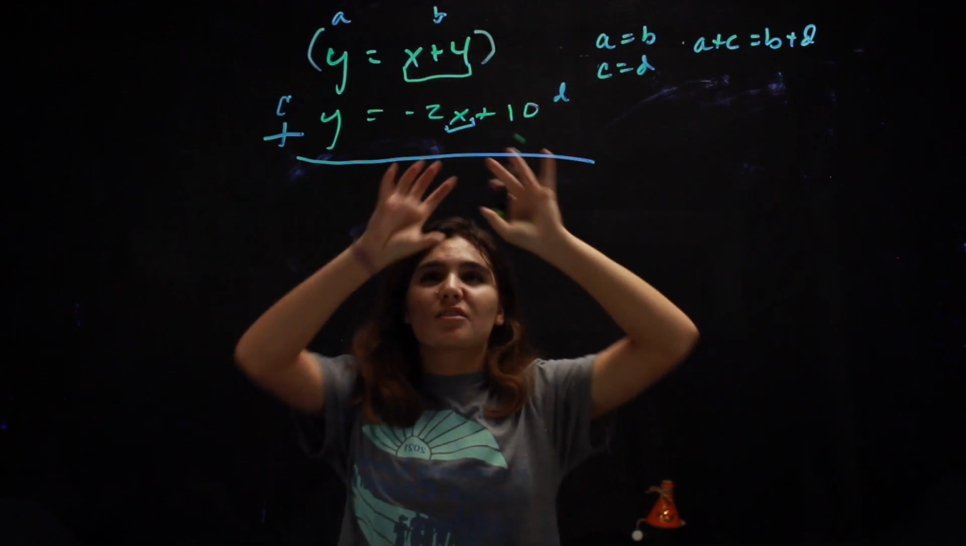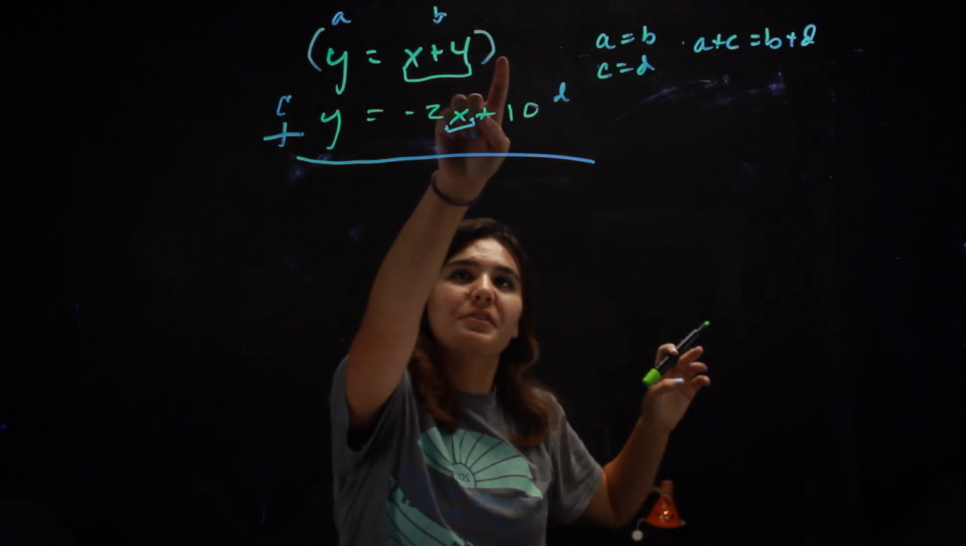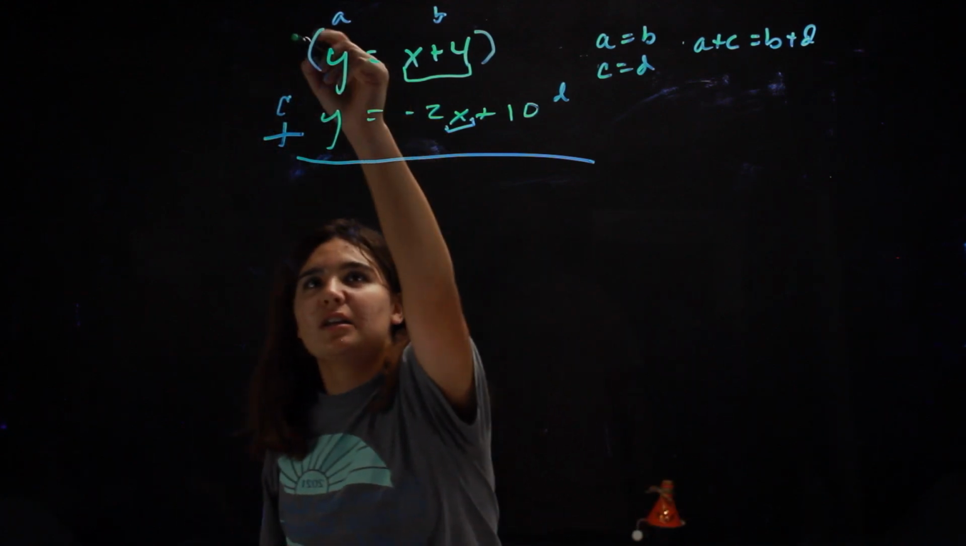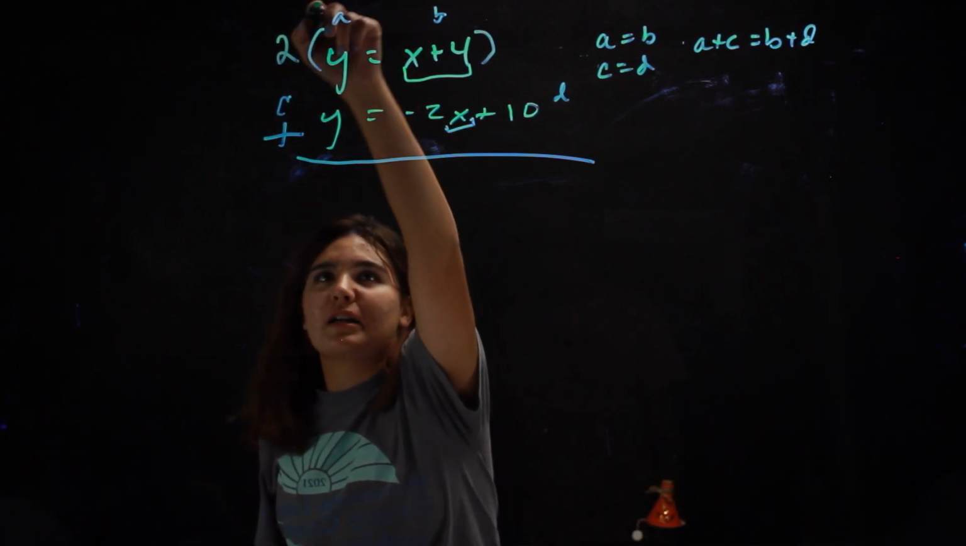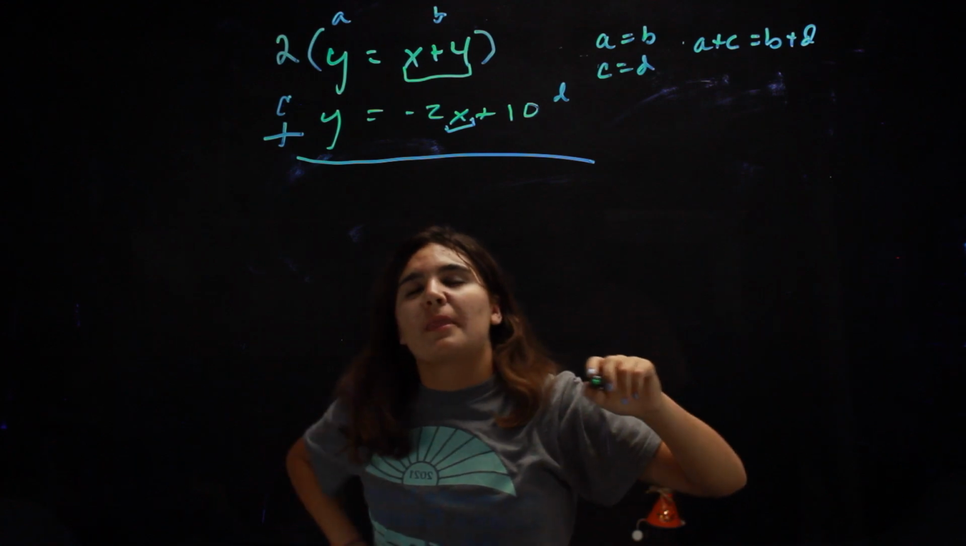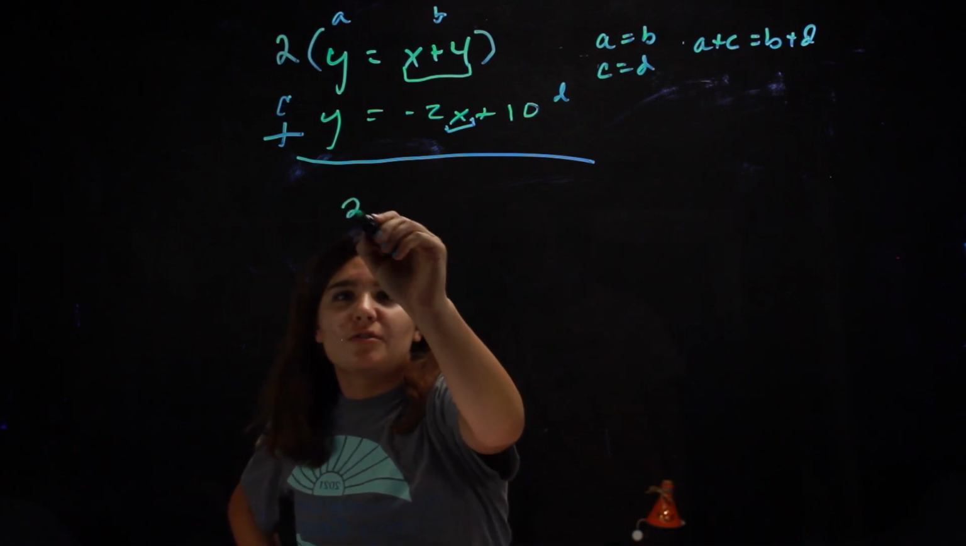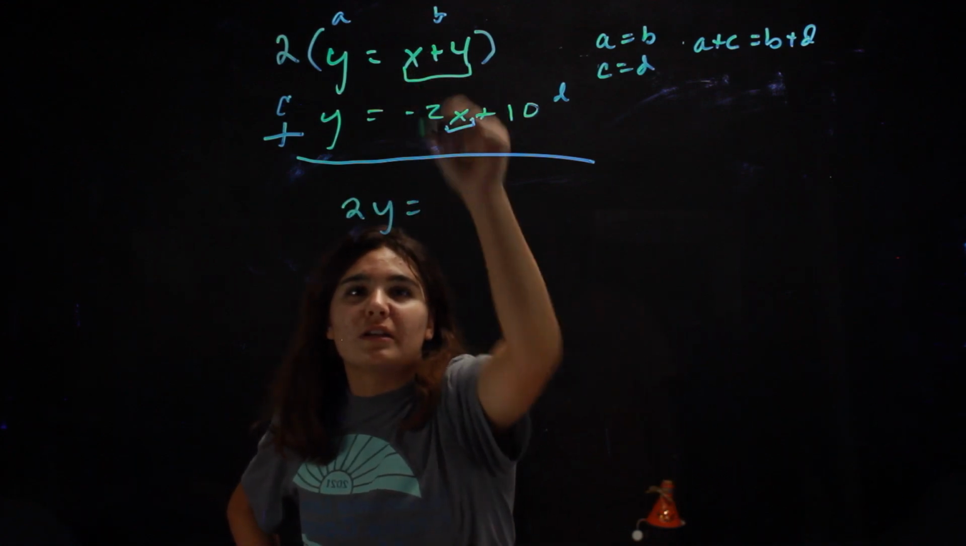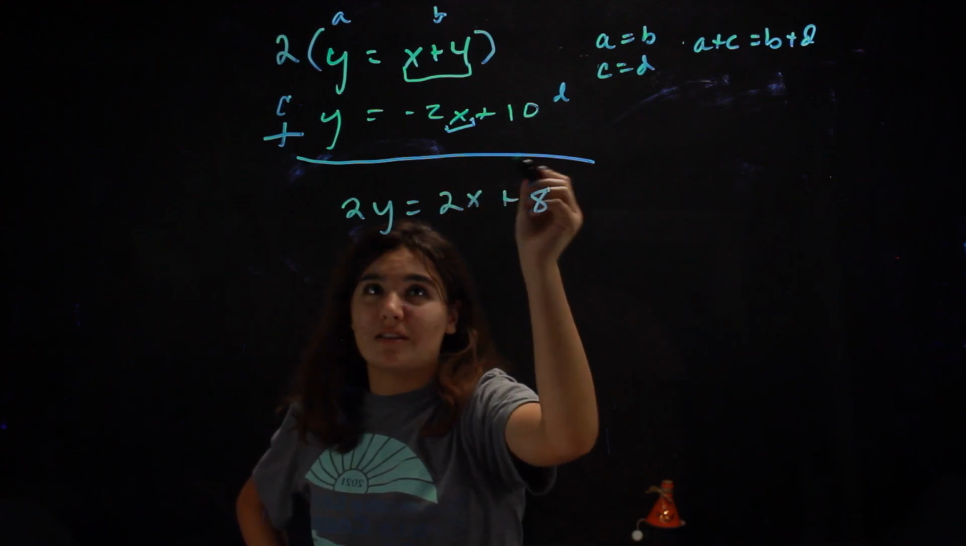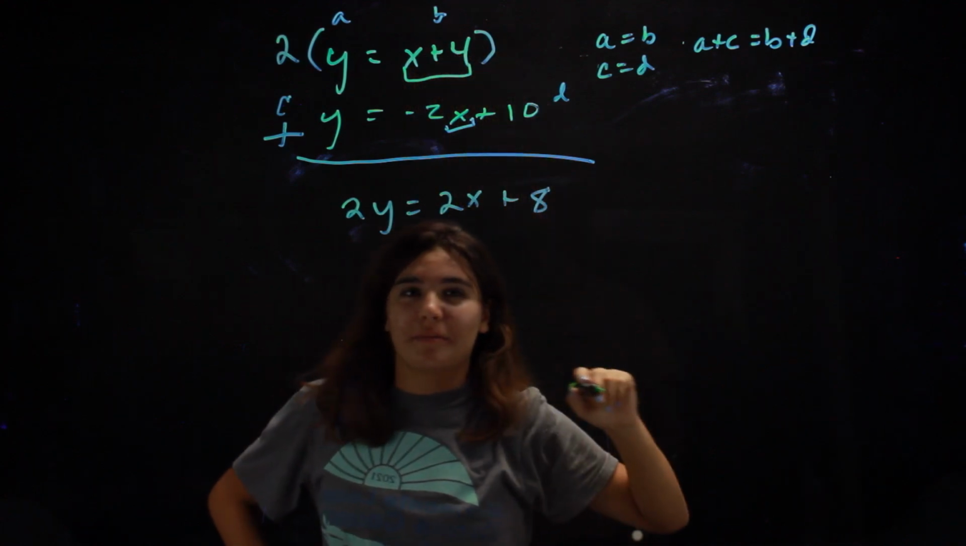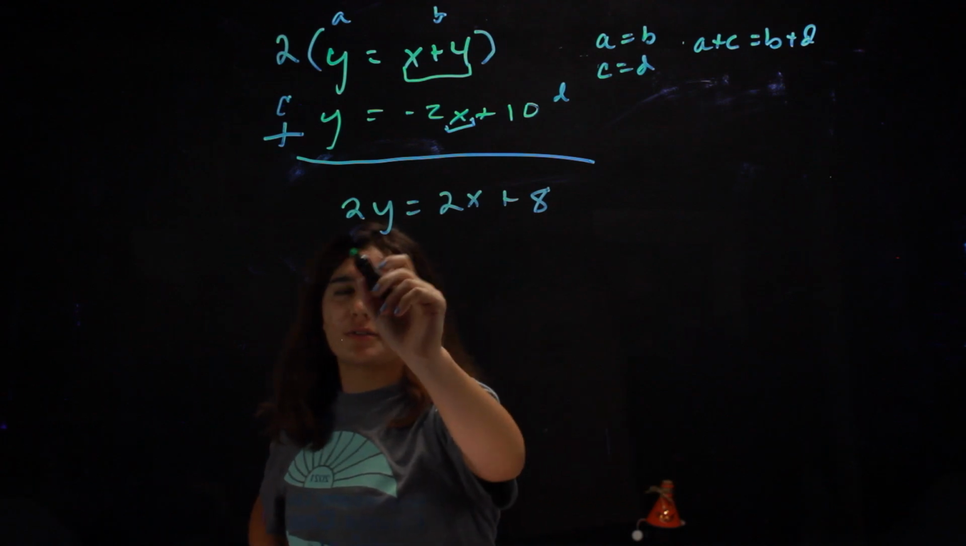And we're multiplying this whole thing by 2, right? Because whatever you do on this side, you have to do on this side as well. So this is 2 times y, and then we're just going to distribute it over there too. So I'm going to rewrite it. 2y is equal to 2x plus 8, right? Because you're multiplying everything over here by 2. Okay, 2y is equal to that.